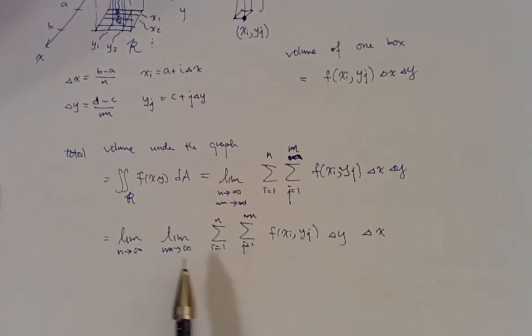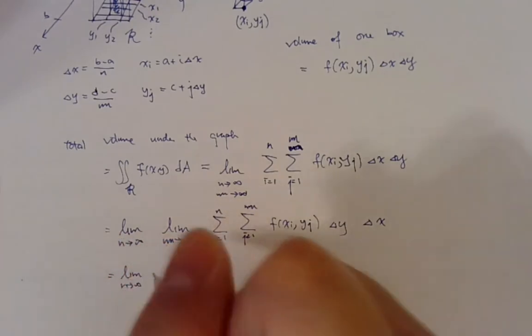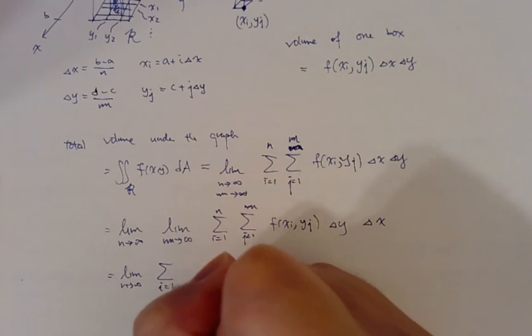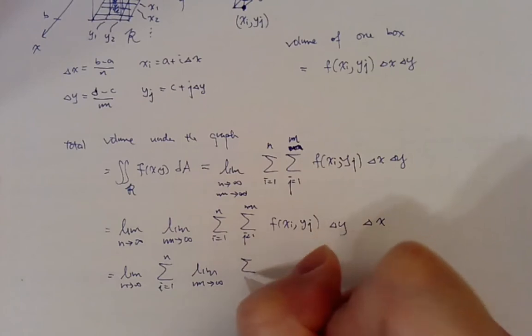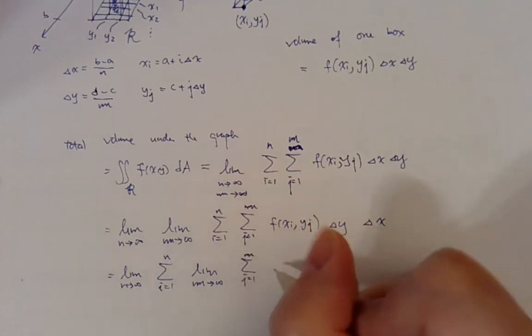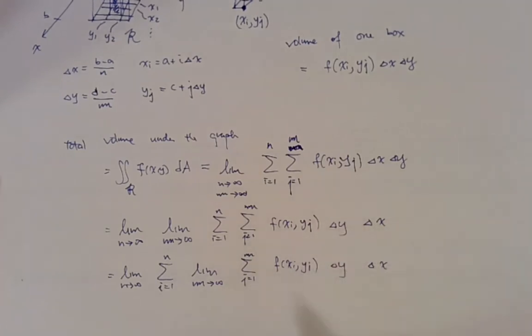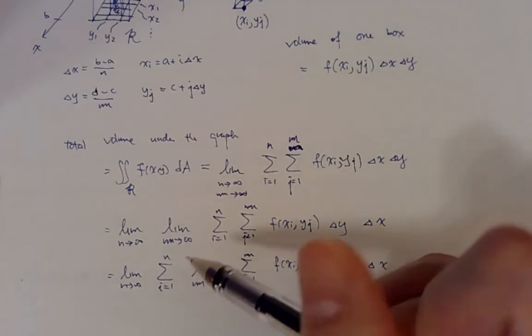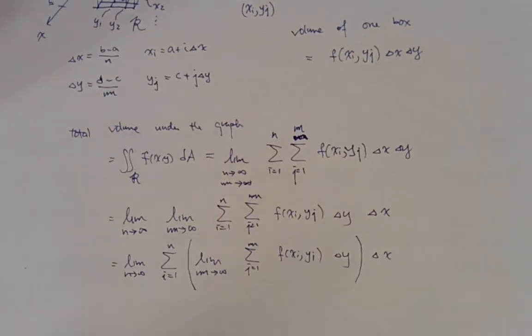So let me also push this limit inside that sum. We're currently assuming that everything is nice enough that all these operations work. So we're interchanging the order of these operations. All I've done is push this limit inside the sum, since n and m are different. Then let me put parentheses around here and here. And notice now this looks like a Riemann sum.